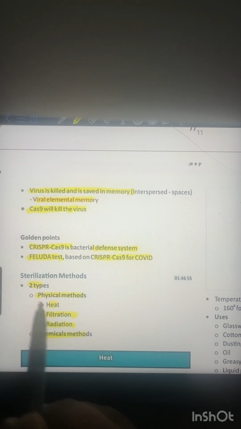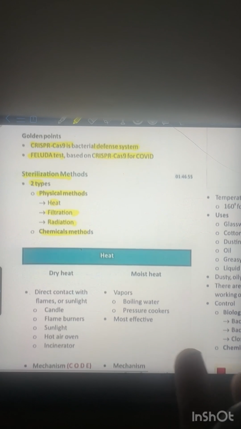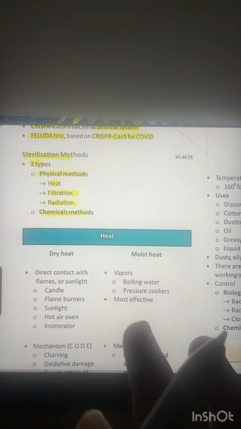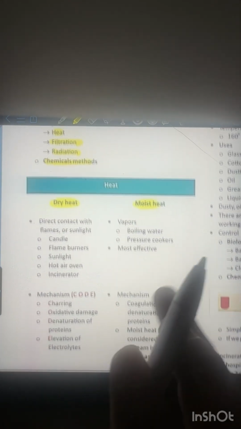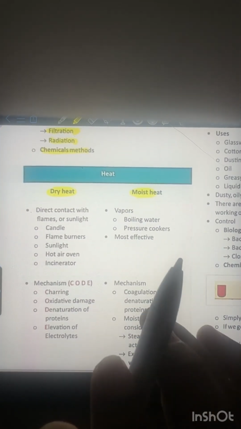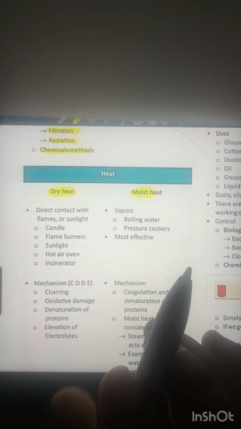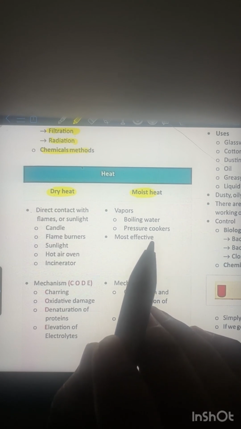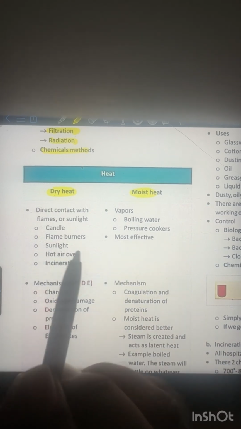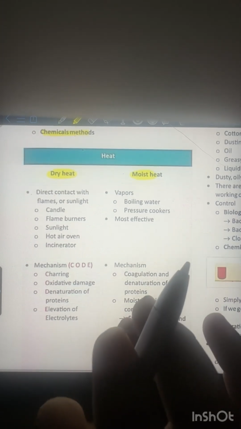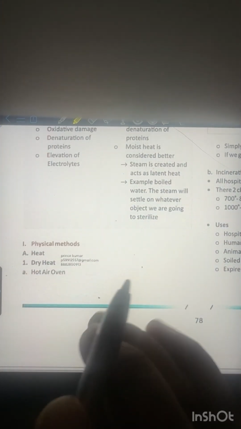Let's begin with the heating methods first. Do you know how many types of heat we have? We have something known as dry heat. Just imagine heating something with a candle or a gas burner. That is simple dry heat. Whereas if you start using vapors, like boiling of water or a pressure cooker that creates vapors, steam, right? That becomes moist heat. So what do you think is going to be more effective? Of course, moist heat is more effective because it has those vapors which also act as an added heat. So repeating, there are two types of methods, dry heat and moist heat.